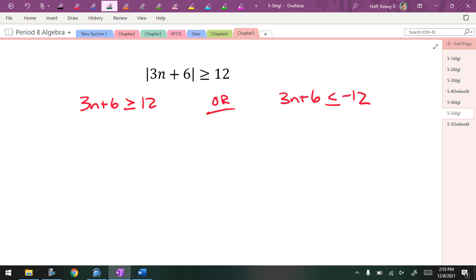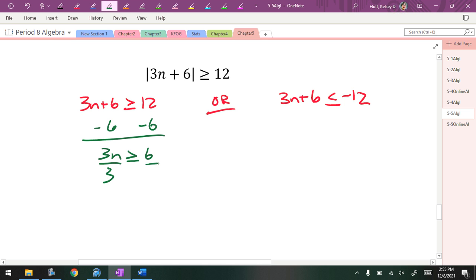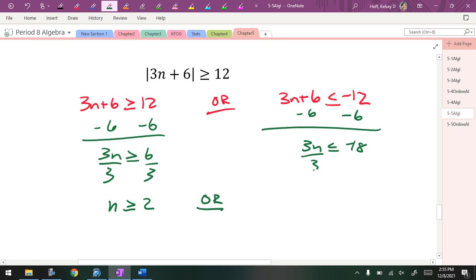On the left, let's solve. Are you already ahead of me? Subtract 6, 3n is greater than or equal to 6, divide by 3, n is greater than or equal to 2, or n is less than or equal to -6. On or statements, don't push them together. It's going to stay an or statement.